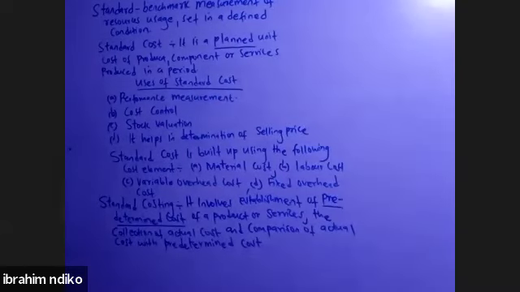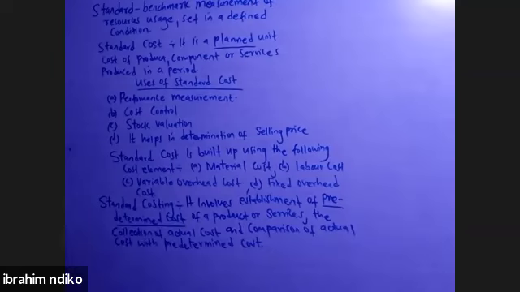So it involves establishment of predetermined cost. Predetermined cost is the expected cost of a product or a service, and the collection of the actual cost. Afterwards, once you collect the actual cost, you compare the actual cost with the expected cost to measure the performance. So that one is mostly used to measure performance.